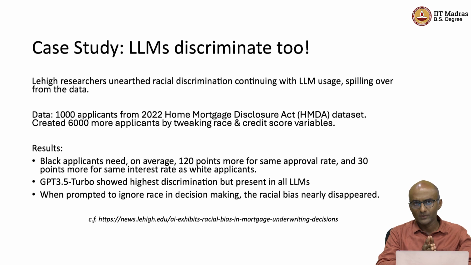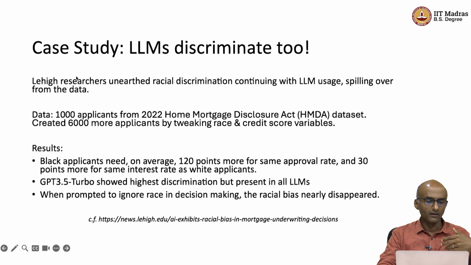Okay, let me finish with a case study in this topic. So turns out LLMs can actually discriminate too. Not surprising, because ultimately the input data matters the most. But this was done with LLM usage. There's a Lehigh University in the US. What they unearthed was racial discrimination, which was propagated further with the LLM usage, and the bias was actually stemming from the data. So the data was from a dataset called the 2022 Home Mortgage Disclosure Act dataset, where home mortgages that were applied for by a certain class of people were disclosed.